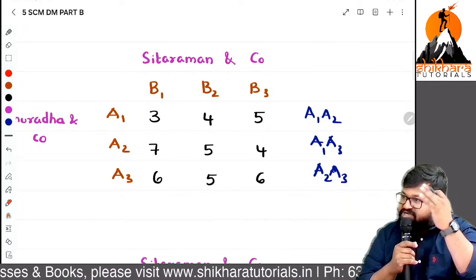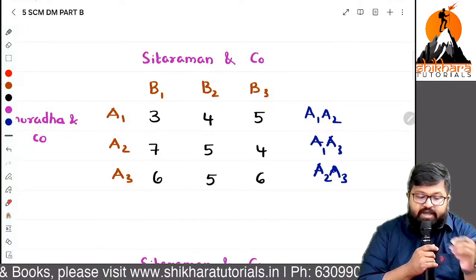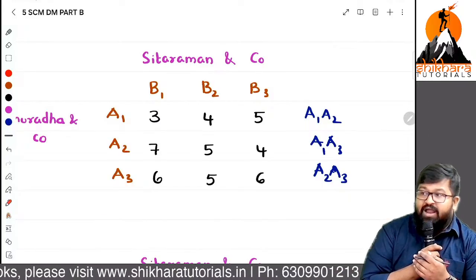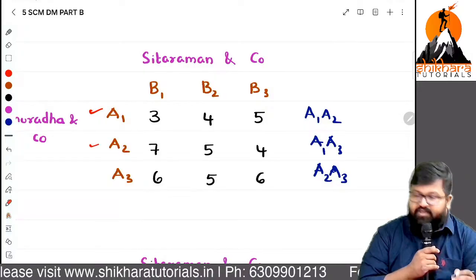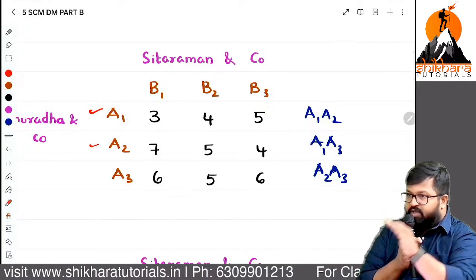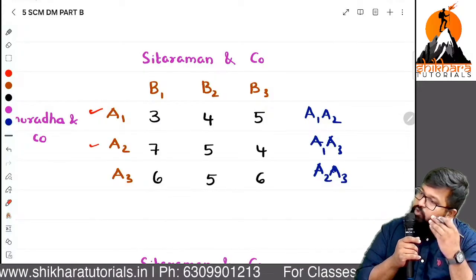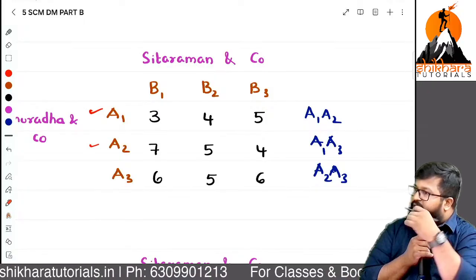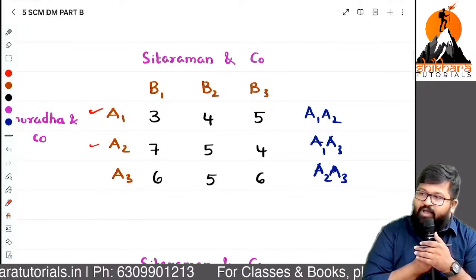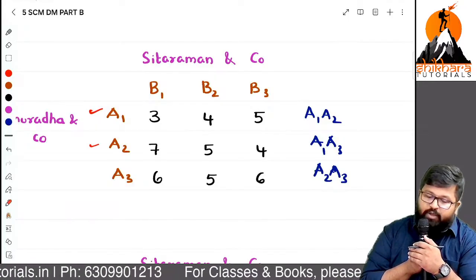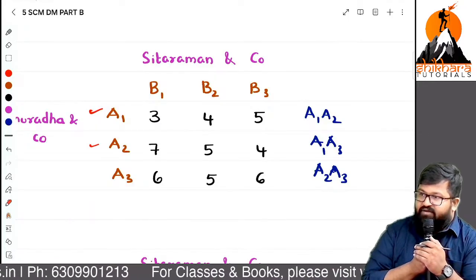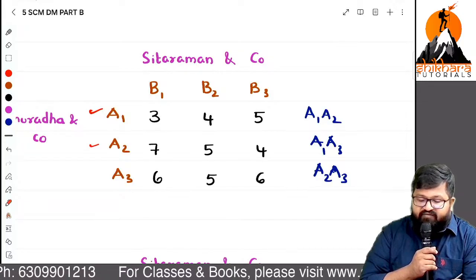Shall we go with the first comparison? What is the first comparison there? A1 and A2. You need not identify this; once you are okay with this, you will do it by yourself. The tick mark and all are not required. What is A1? 3, 4, 5. What is A2? 7, 5, 4. Which is higher?